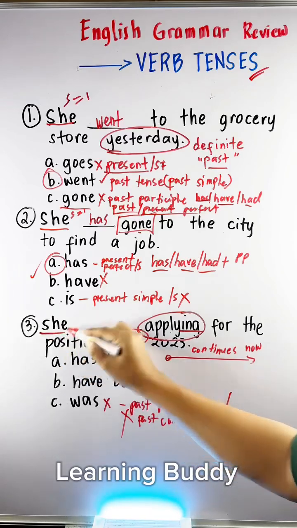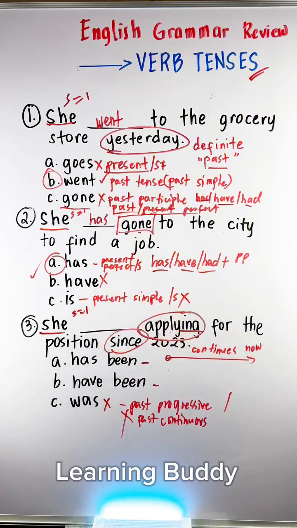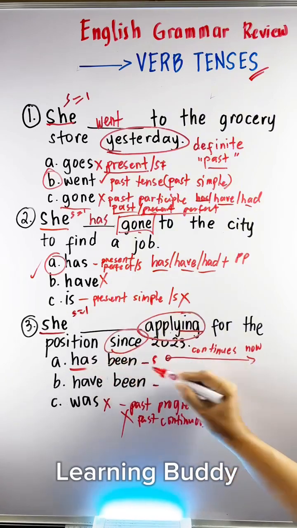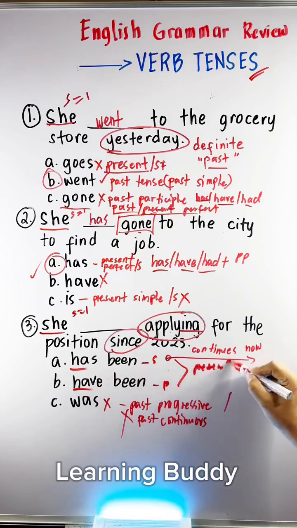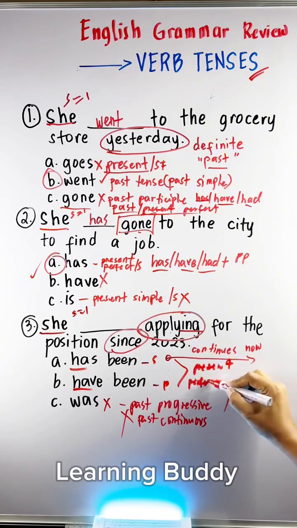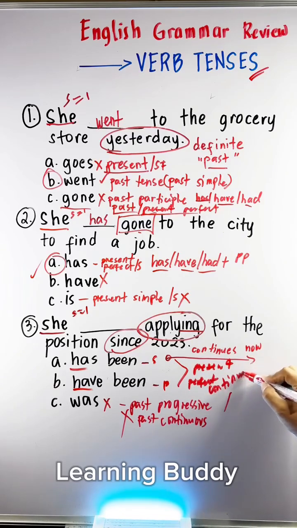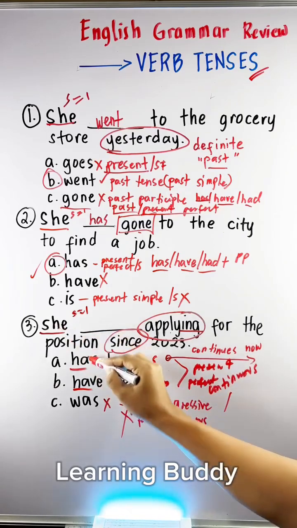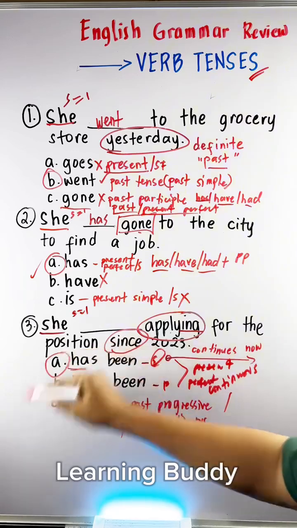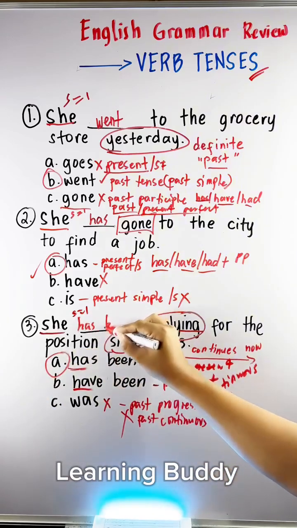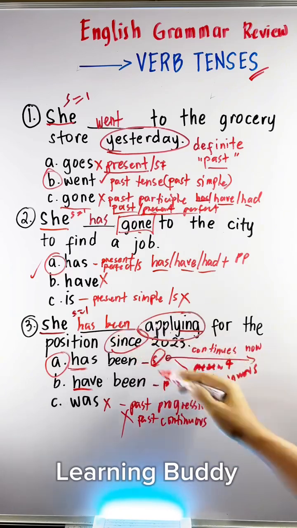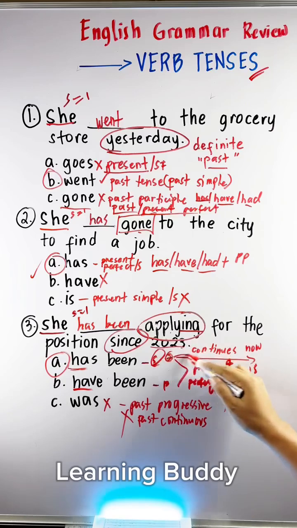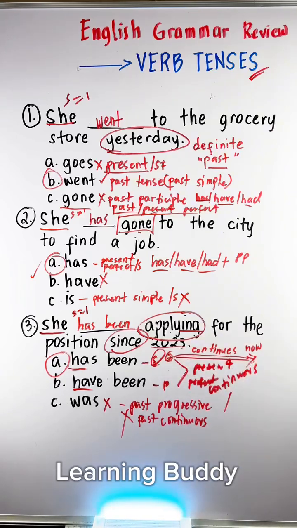So what we're looking for is present perfect progressive. A, is it has been, or B, have been? For us to provide the correct verb phrase, we need to identify the subject's count. The subject is she, and that is singular. The pronoun she is singular. Present perfect continuous uses the singular helping verb has. She has been applying for the position since 2023. Again, the reason why we chose has been is because the subject is singular, use has and not have. Again, the tense of the verb is present perfect continuous.